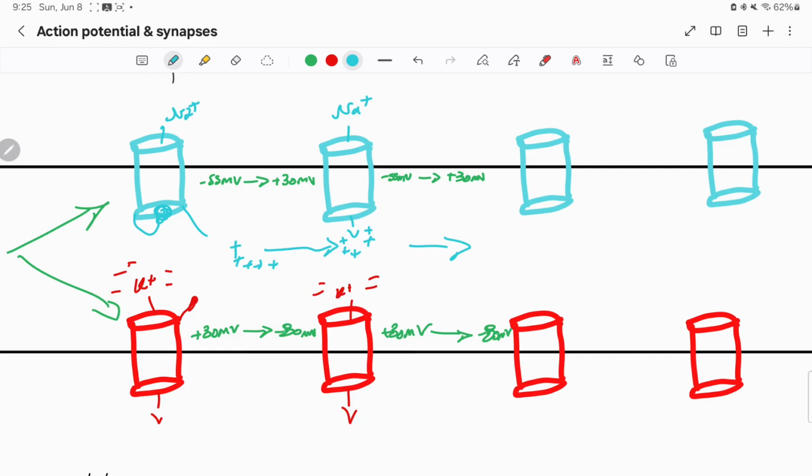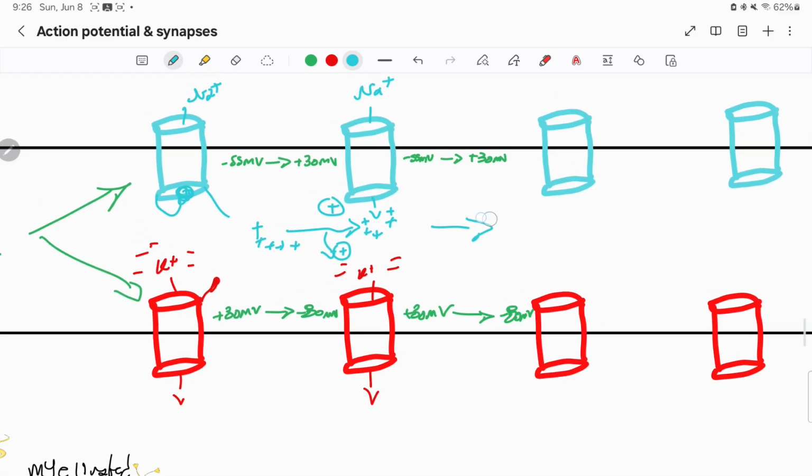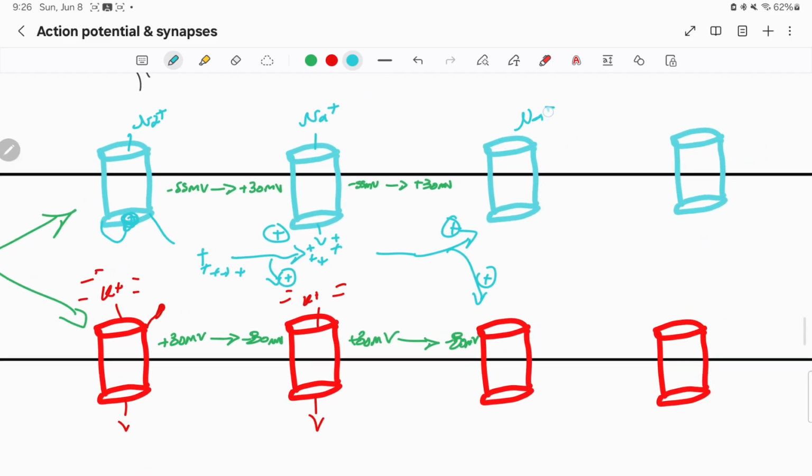It's the same thing. These positive charges don't just bring the sodium voltage gated channel to threshold. They bring this entire area to threshold, meaning that these positive charges will also activate these guys. And so will this. Look, this guy will come here and activate both of these. And then same thing.